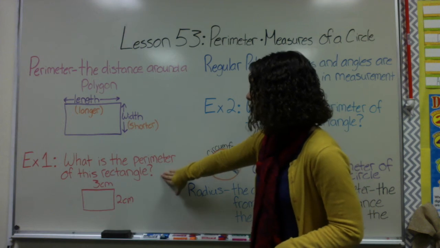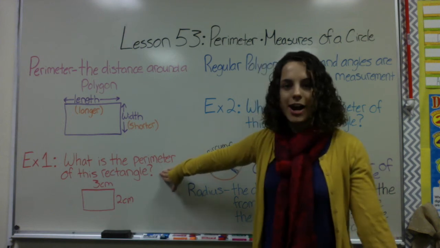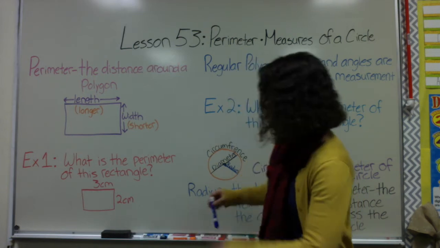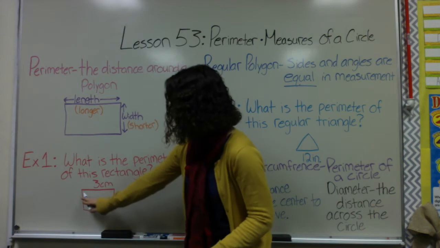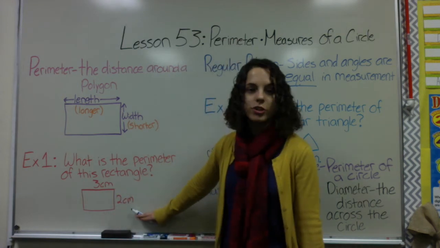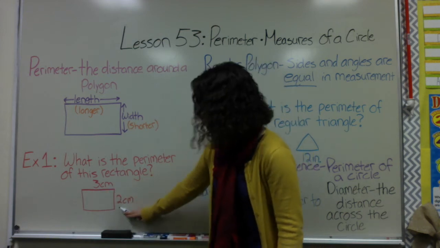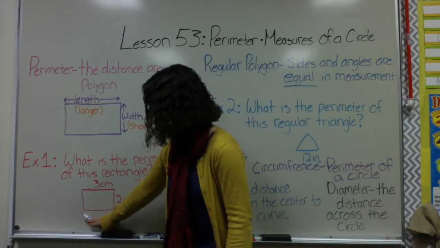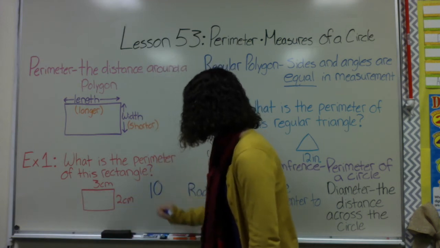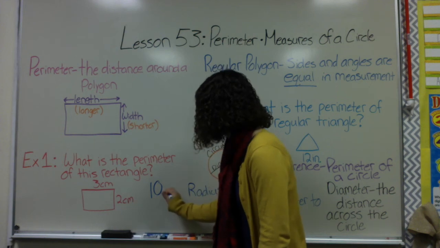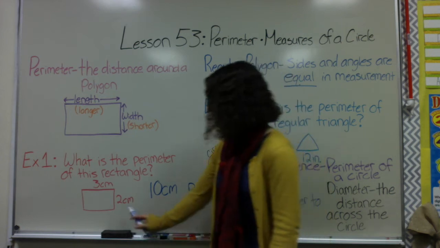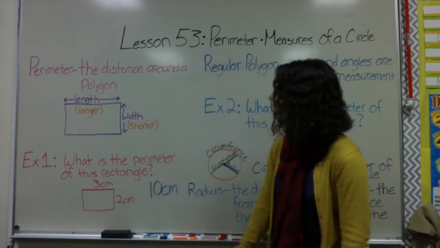So for example 1, what is the perimeter of this rectangle? I want you to go ahead and try it and pause the video. Alright, so the perimeter of this rectangle, I have the length as 3 centimeters because that's my longer side, and the width is 2 centimeters because it's my shorter side. So I'm going to have 3 plus 2, which is 5, plus 3 more, which is 8, plus 2 more, which is 10. So my perimeter is 10, and I need to label. It is in centimeters, so my perimeter is 10 centimeters. That is the distance around the rectangle.